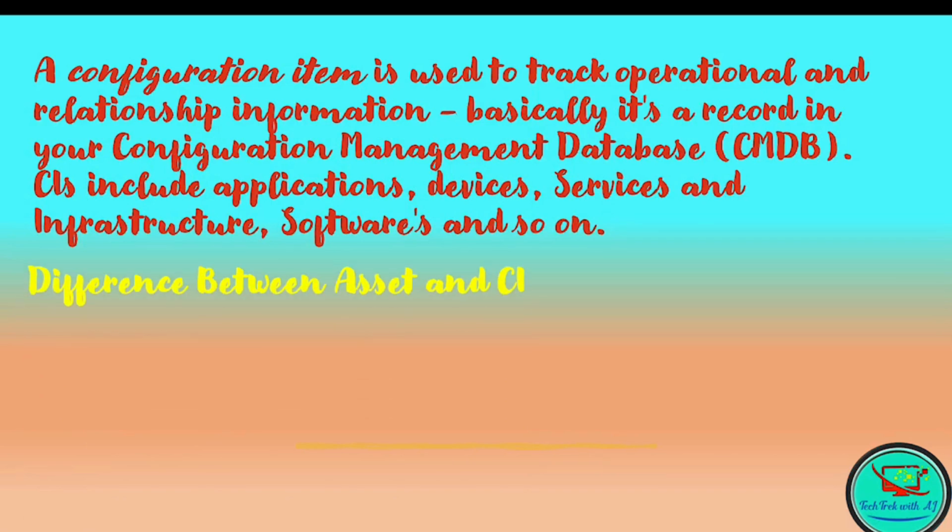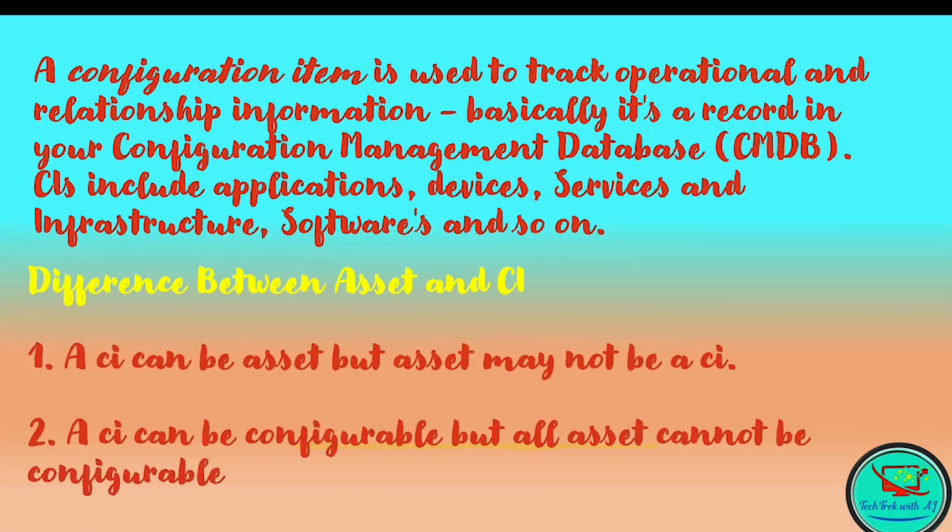Now let's talk about the difference between asset and CI. So what is the main difference? A CI can be an asset, but an asset may not be a CI. Let me give an example here: buildings cannot be a CI because we are not going to configure or track the relationships of it, right? As well as an example of an asset, sometimes consumable assets, right? Mouse, keyboards, that cannot be a CI.